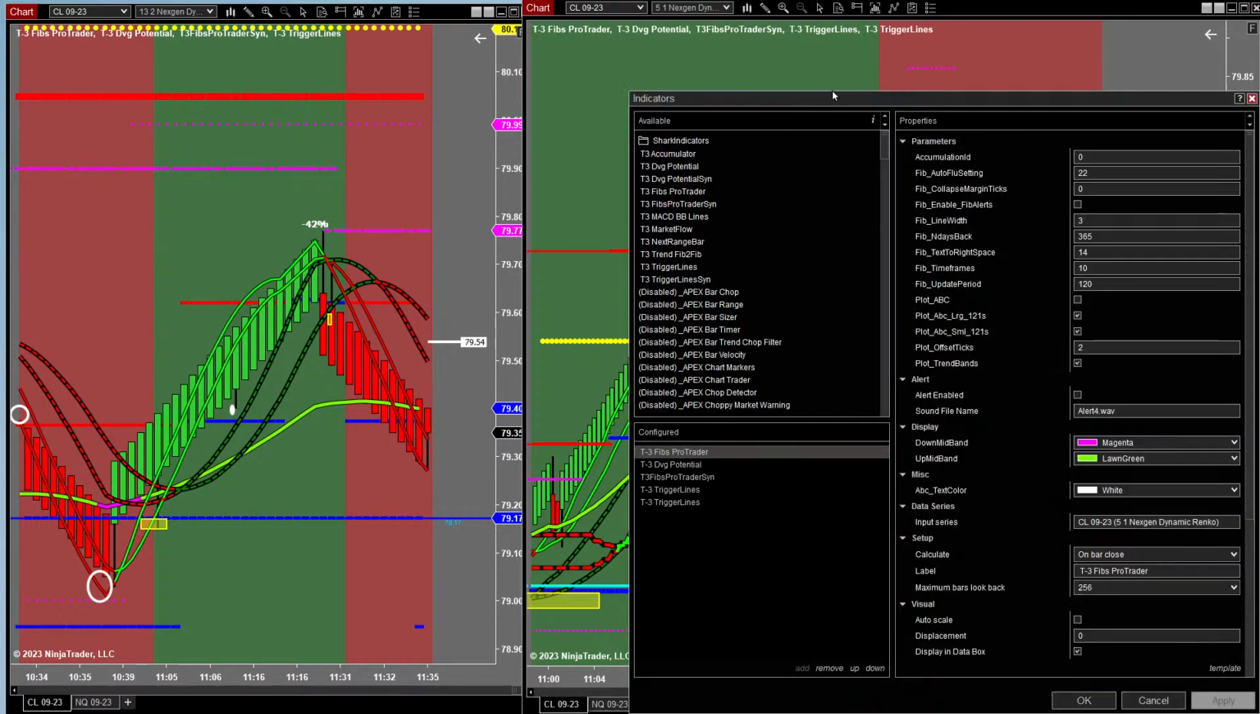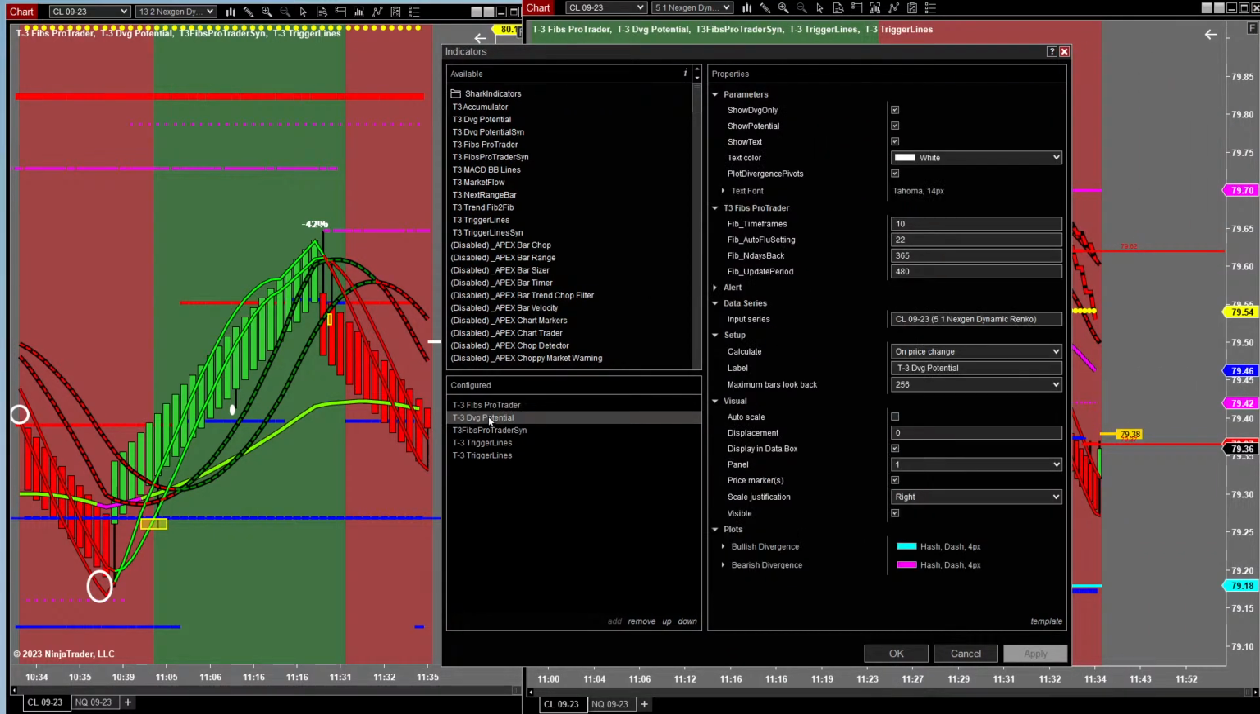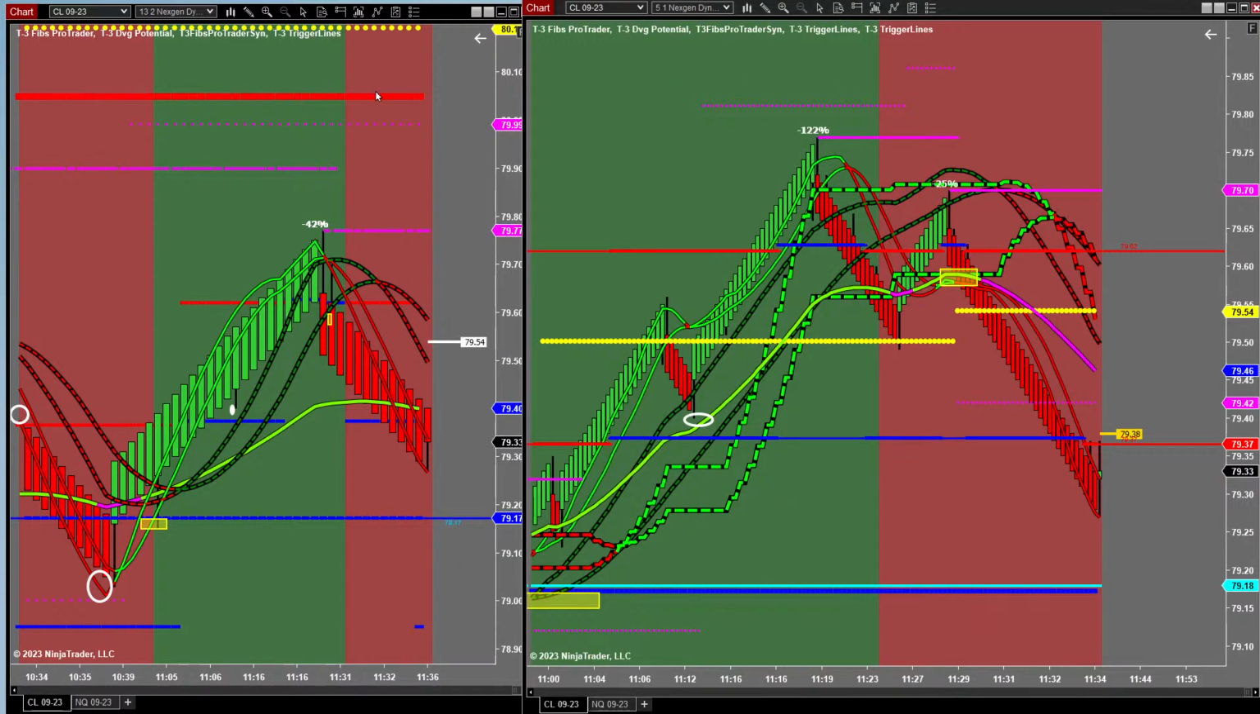If you mess with the indicators, for example, T3 divergence potential, it has to be on price change, or else it won't update intra-bar. It'll wait till the end of the bar. So if you went in and changed it to calculate on bar close or something, that would probably make it not print. So if you messed with it, it might not work. Yeah, P, I'm going to call user error on it. Just reload your chart template. How's that? That usually solves it.